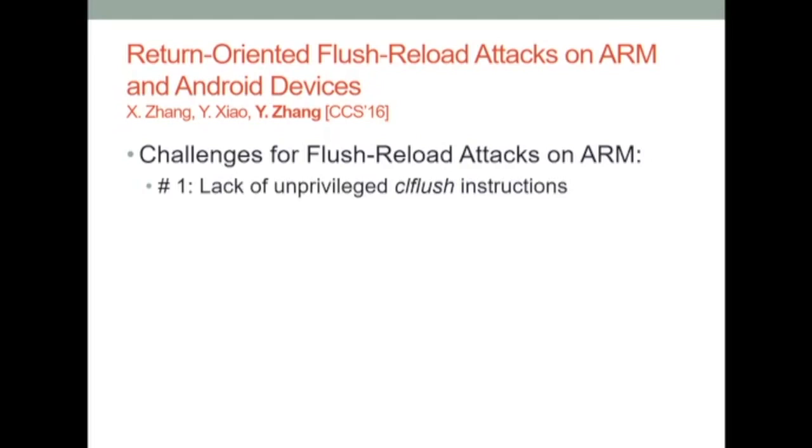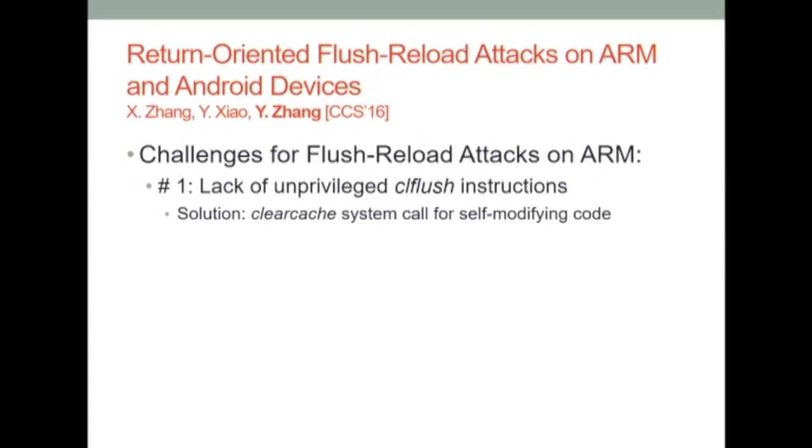The first reason is that there is no unprivileged clflush instruction. This instruction is essential to the flush operation. Without it, there is no way to flush certain memory regions or blocks out of the cache. The way we deal with this problem is by using a system call called cacheflush. Why does this system call help you flush the cache region? The reason is that on ARM devices, the ARM processor does not support coherency between the instruction cache and data cache.